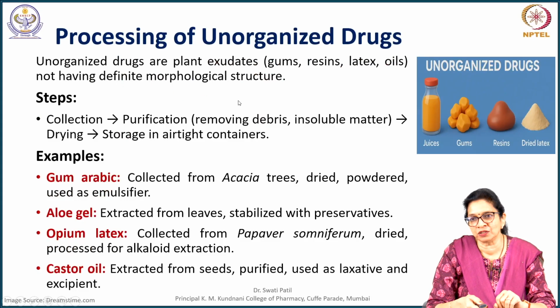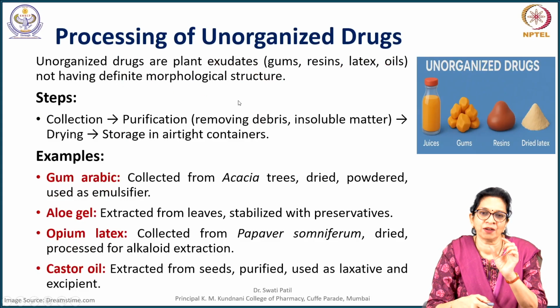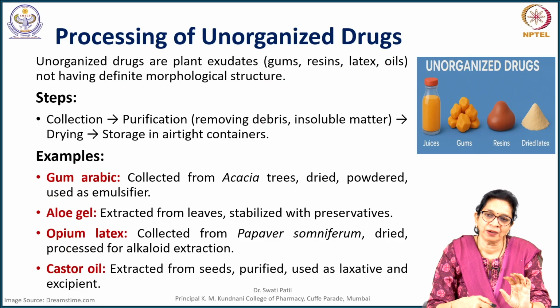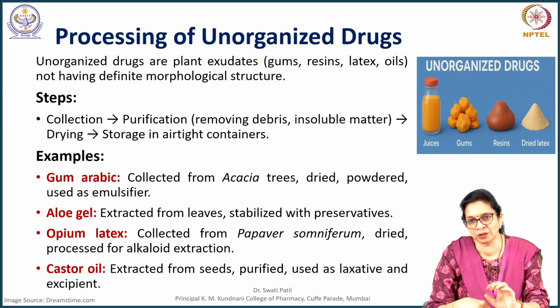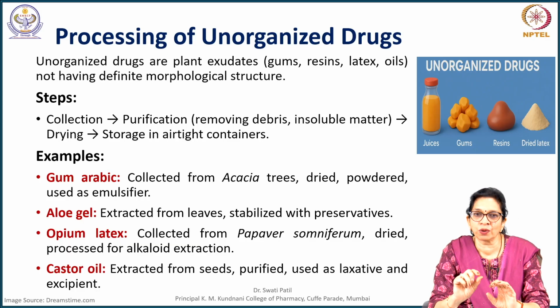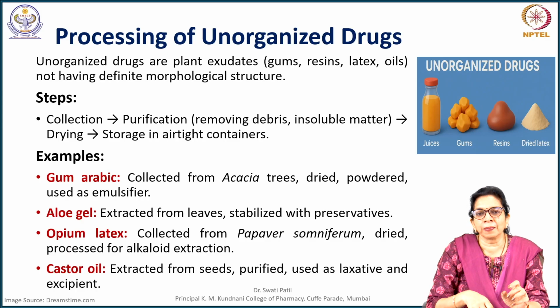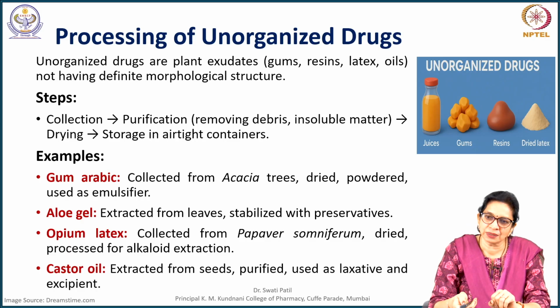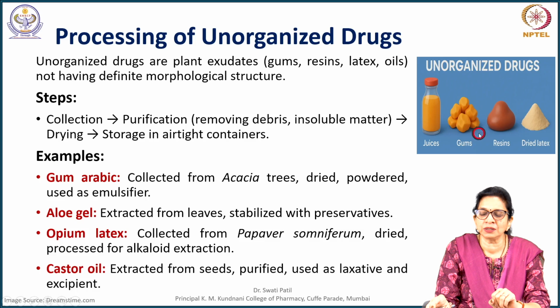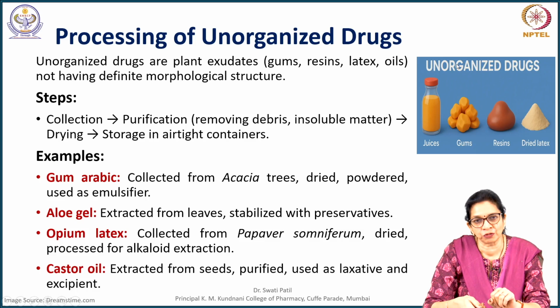What are unorganized drugs? These are drugs which do not have a proper shape, and when you place such drugs under the microscope, they will not show an organized structure. These are unorganized drugs. The classic example is gums. Gums are collected as exudates from stem.